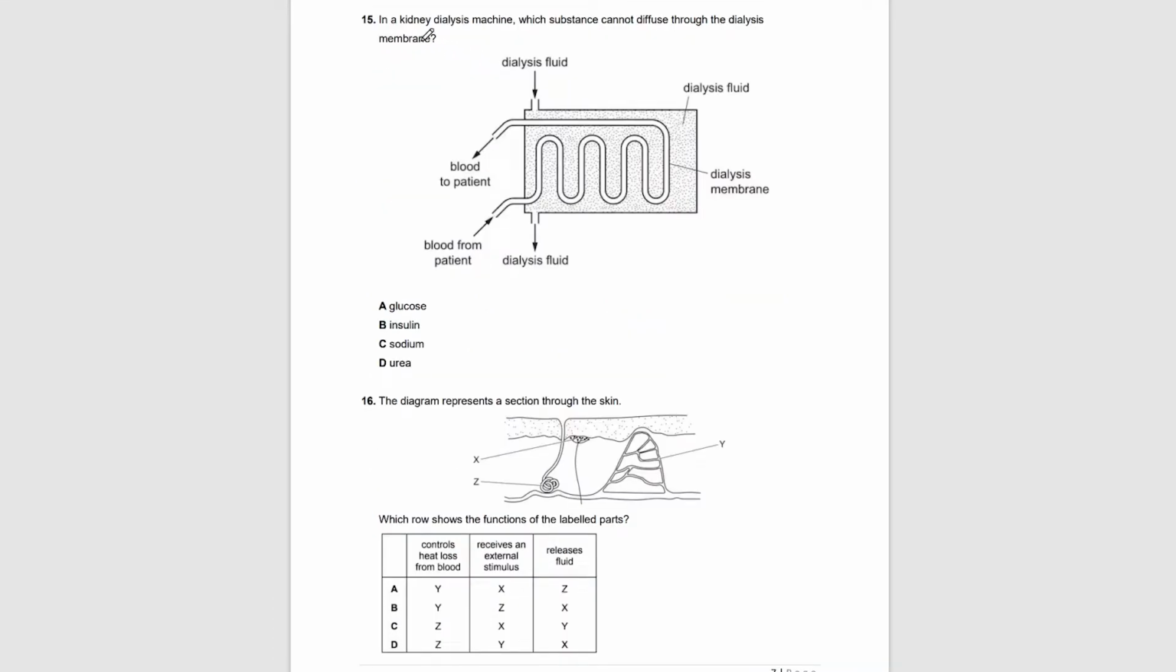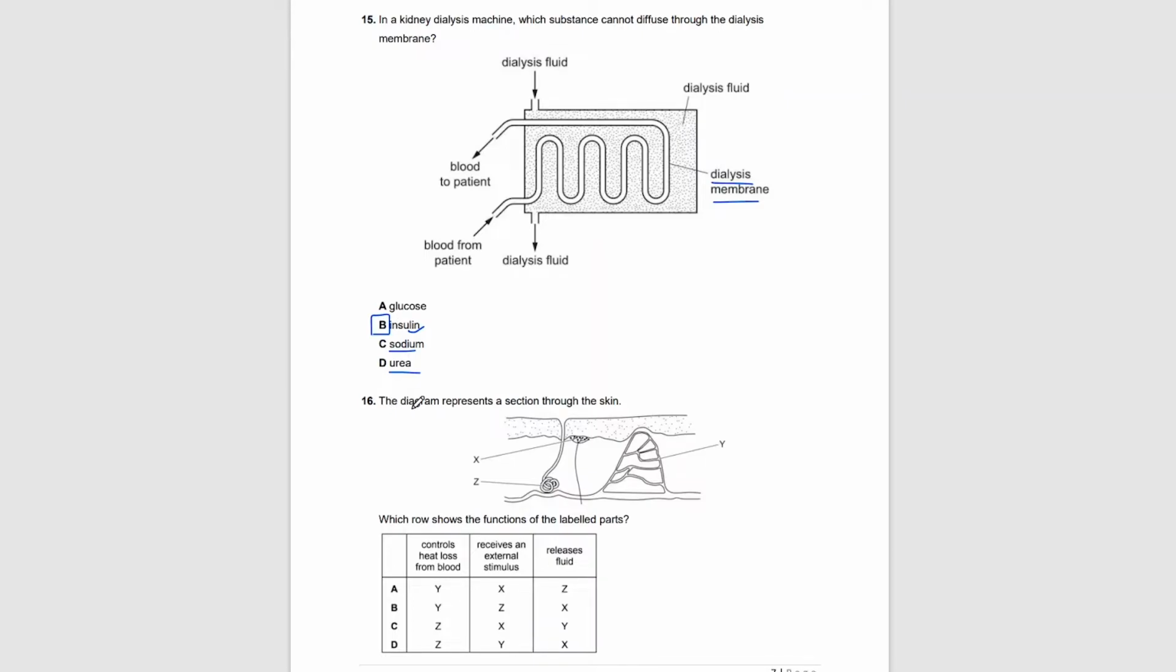Question 15. In a kidney dialysis machine, which substance cannot diffuse through the dialysis membrane? A. Glucose, B. Insulin, C. Sodium, and D. Urea. So glucose is a small molecule and is soluble and can pass through the dialysis membrane. Insulin is a protein and proteins are large molecules, so they cannot pass through the dialysis membrane. Sodium exists as ions dissolved in the blood plasma and can pass through the dialysis membrane. And urea is also a small molecule dissolved in the blood plasma and can pass through the dialysis membrane. So insulin is the answer.